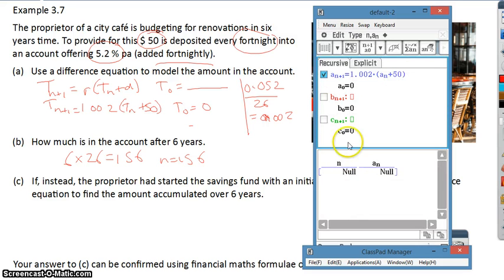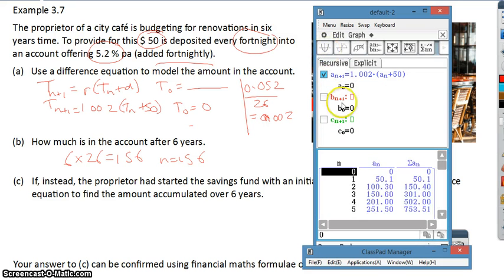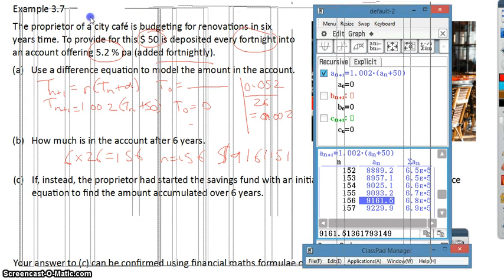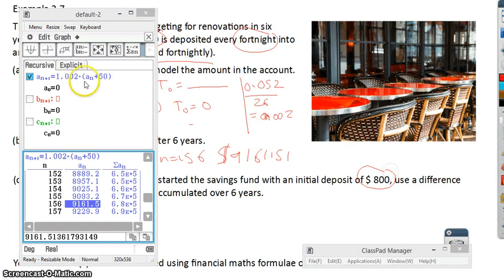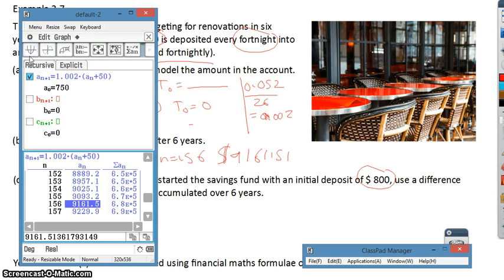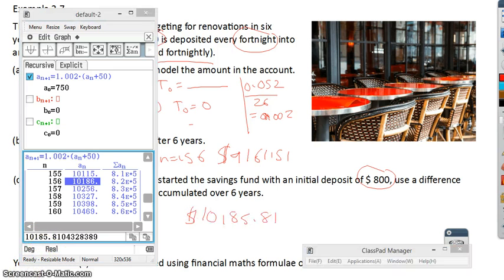Have a look at the sequence mode, generate the table, and there we want to go to the 156th. Click in that and you can see that it's 9,161 and 51 cents. What if instead you started with $800? Well, rather than put 800 there, we put in 750 because 50 of it is in our regular payment. Recalculate and go back to 156. And you can see here it's 10,185 and 81 cents.